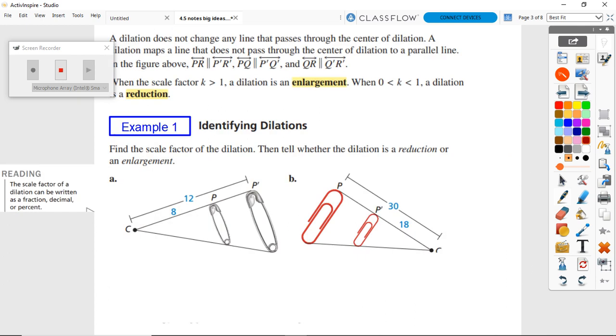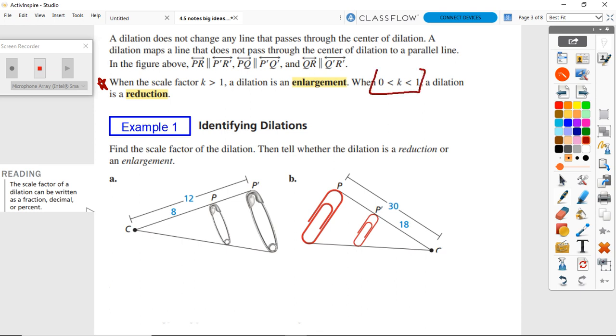The dilation does not change any line that passes through the center of dilation. It maps a line that does not pass through the center of dilation to a parallel line. Here's the key from the notes right here. When a scale factor is greater than 1, it's an enlargement. When it's between 0 and 1, it's a reduction. And then we're going to take a look a little bit later when it's less than 1, what happens. So you're mainly looking for proper fractions versus improper fractions when you're talking about enlargements or reductions.